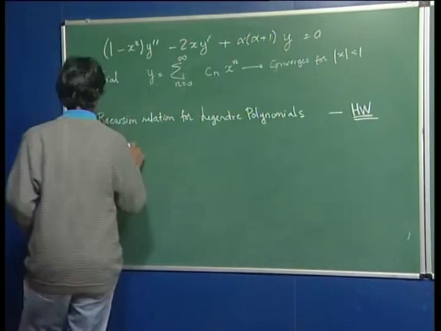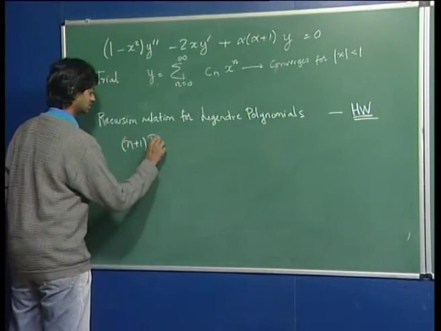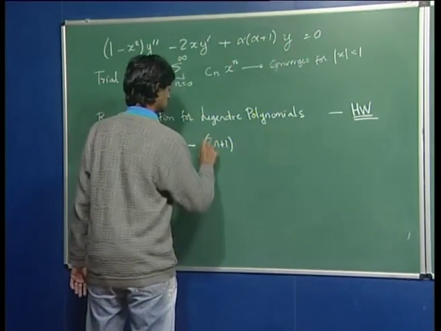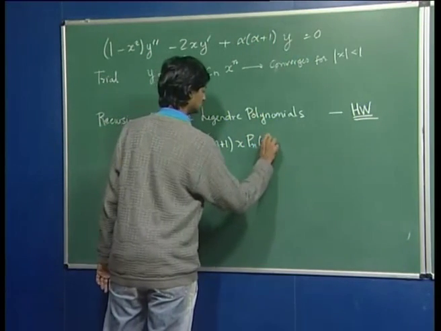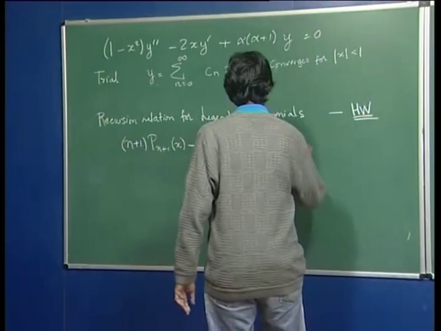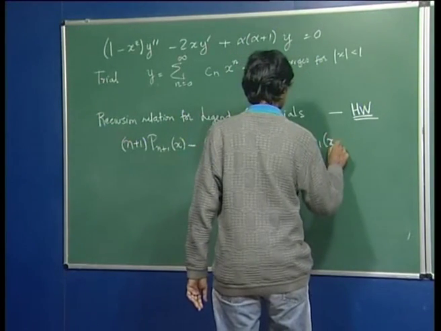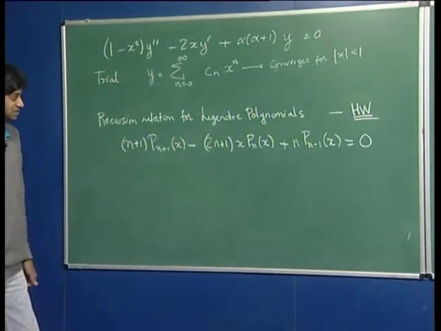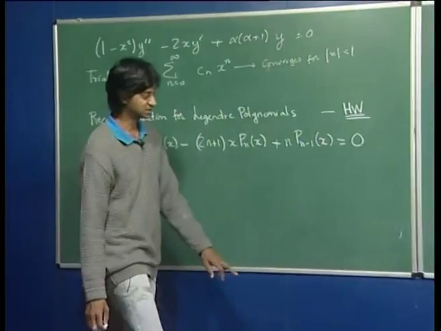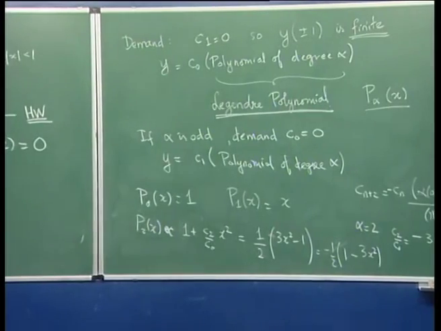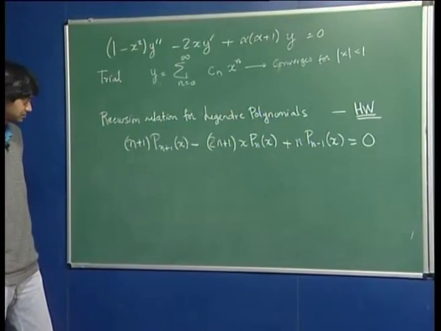I will give you the relation: n plus 1 P n plus 1 of x equals 2n plus 1 x P n of x minus n P n minus 1 of x. This is something that you can derive based on these expressions for the polynomials. It's not that straightforward to derive, but we'll just assume that it's possible to derive these.